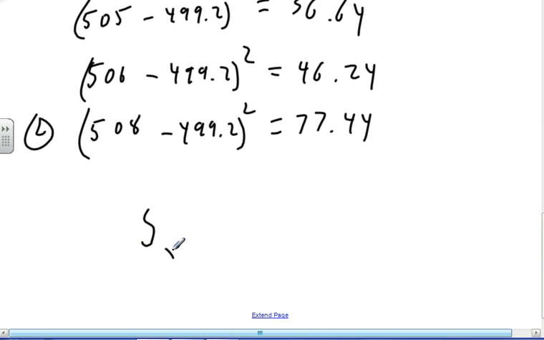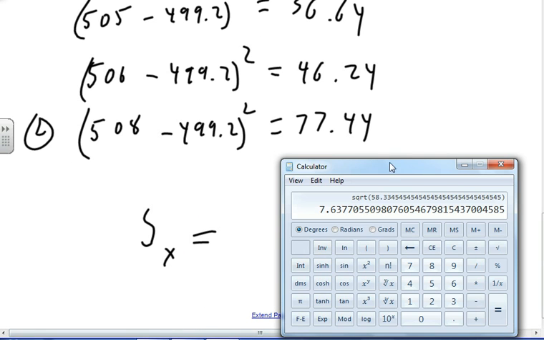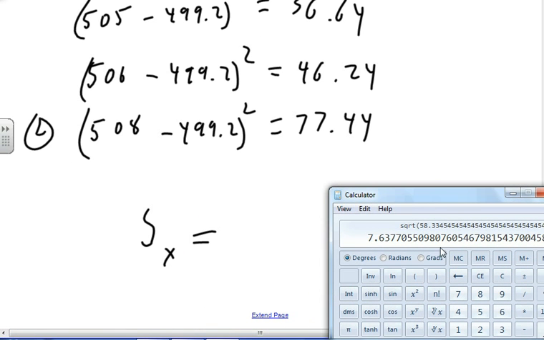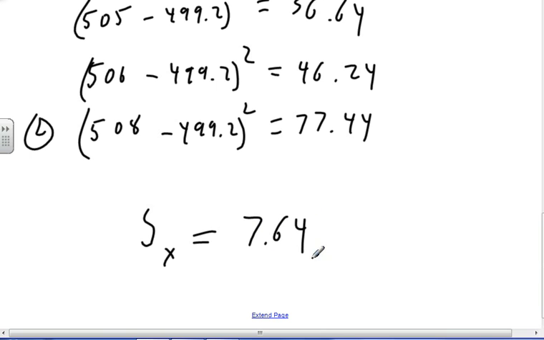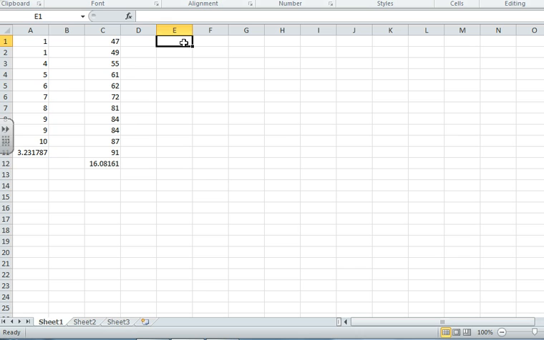So I got S of x equals, 3 significant digits, 7.64. Back to my Excel spreadsheet. 483, 490, 493, 496, 499, 499, 501, 502, 505, 506, 508, 508.